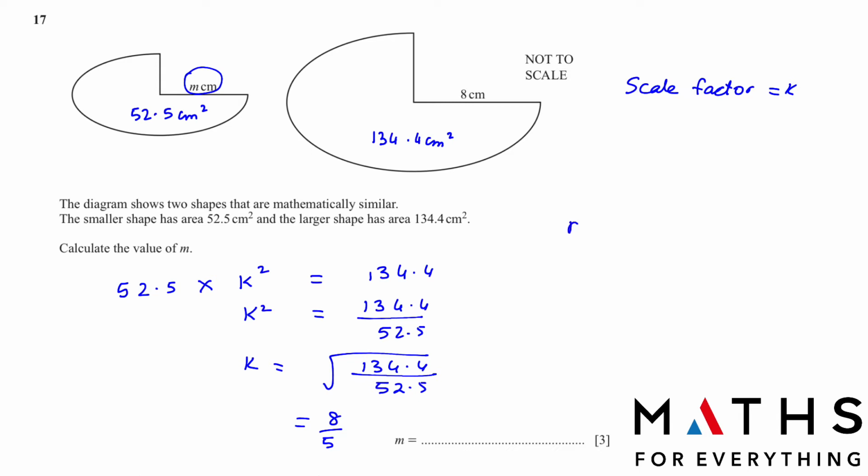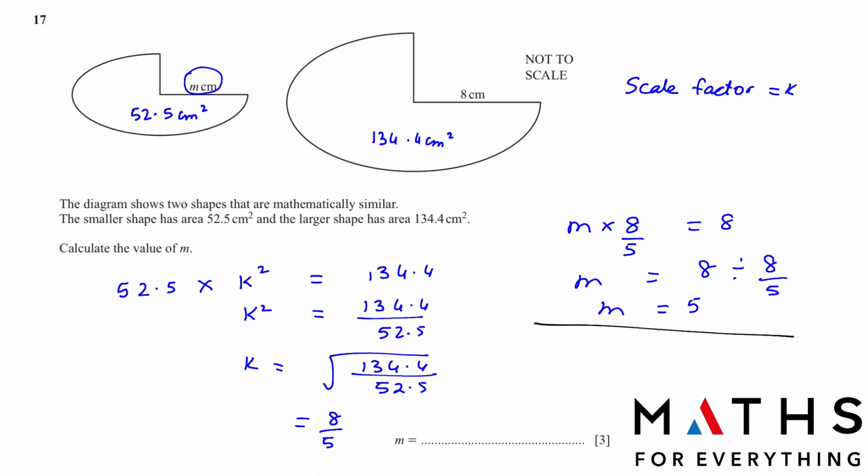So m multiplied by 8 over 5 is 8. But we need to find our m. So when we move this to the other side, we can write 8 divided by 8 over 5 and you will get 5. Or if you understand multiplying, m is equal to 8 multiplied by the reciprocal of 8 over 5, which is 5 over 8. Either way, you will get the value of m as 5.